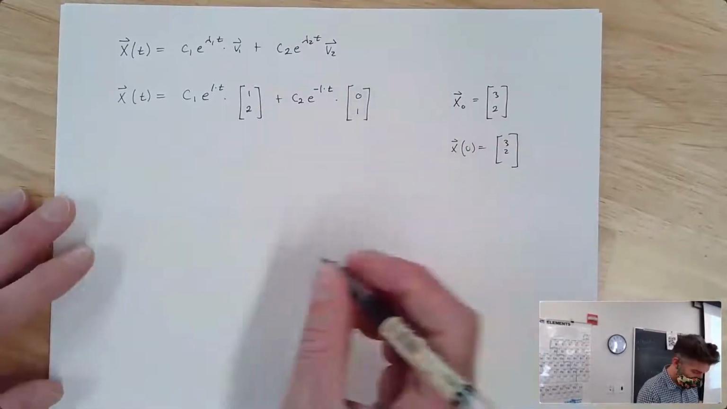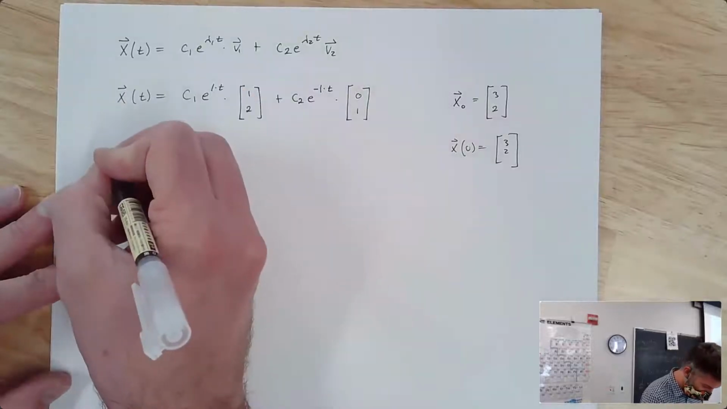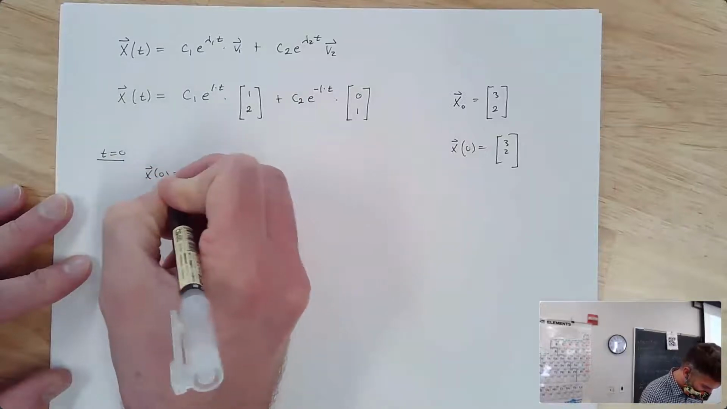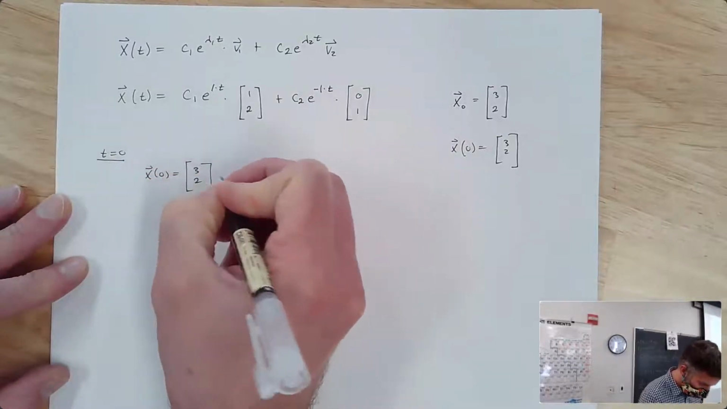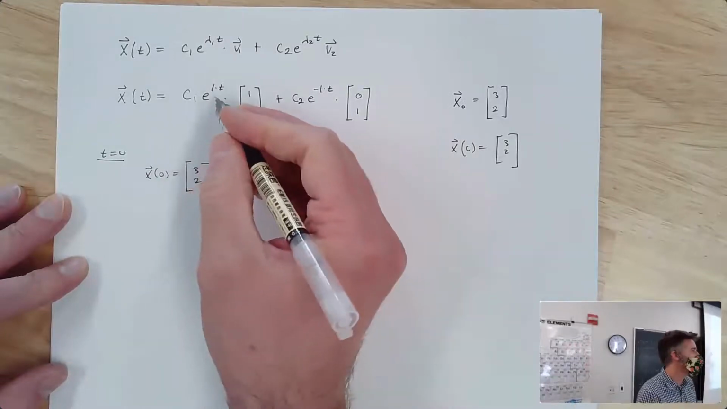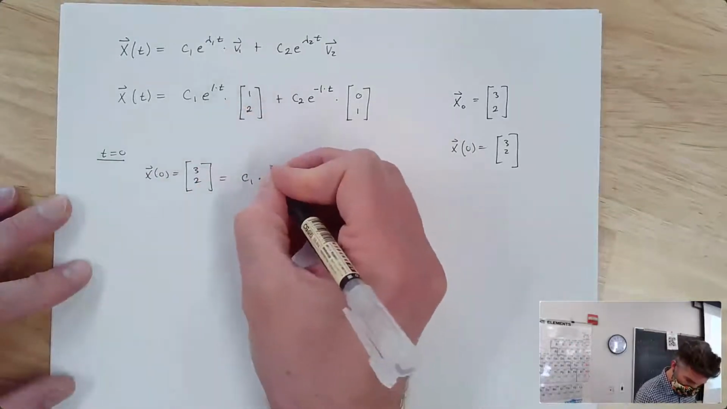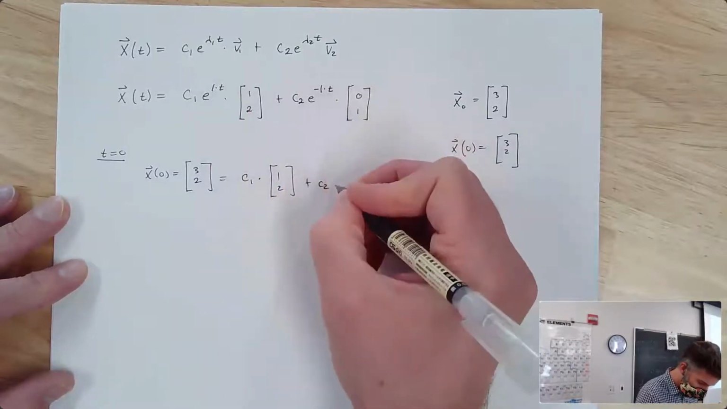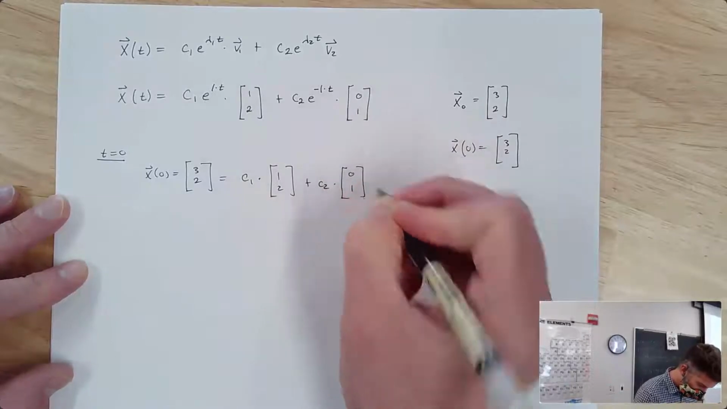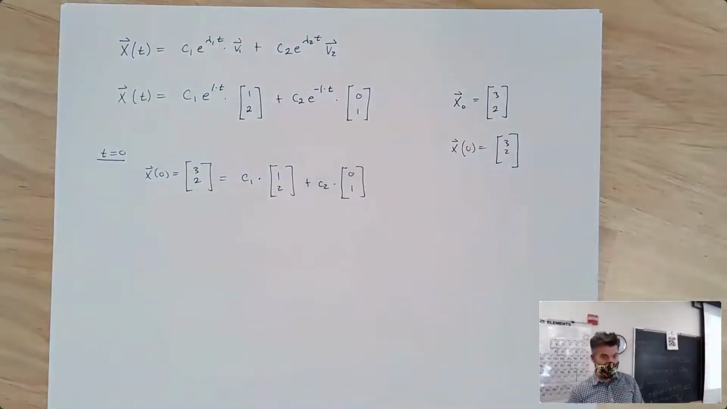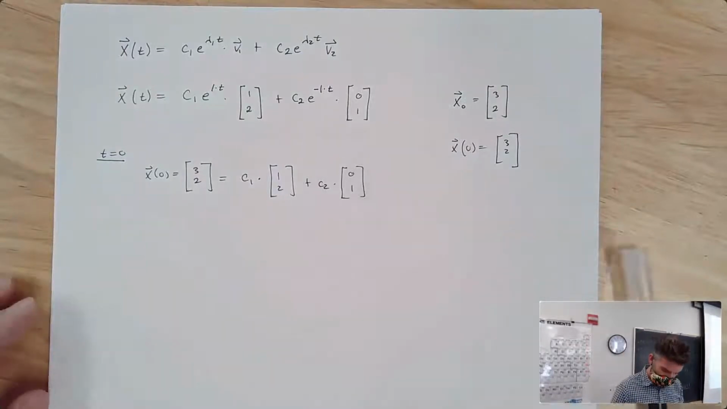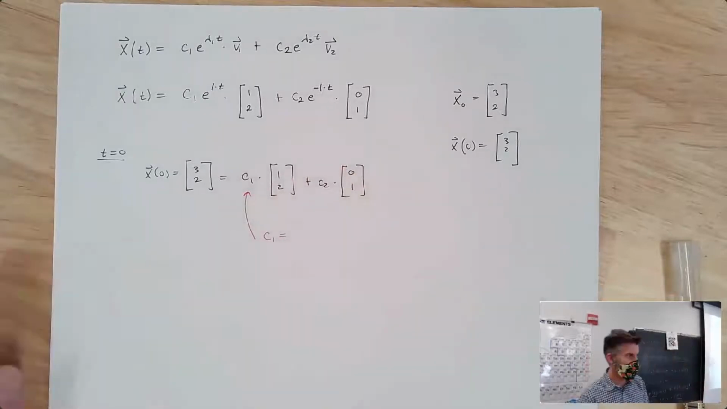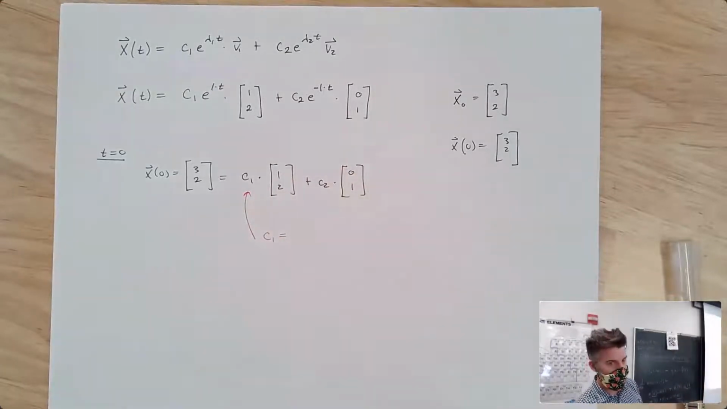So when I'm plugging in zero for t, I'm going to get x of zero, which is 3, 2, which is equal to C1 e to the zero, which is 1, times 1, 2, plus C2 e to the lambda 2 times zero, which is 1, times 0, 1. And show me on your fingers or type it in the chat. You guys should all be able to tell me with just a glance what C1 is equal to. Let's see those fingers. Tell me in the chat.